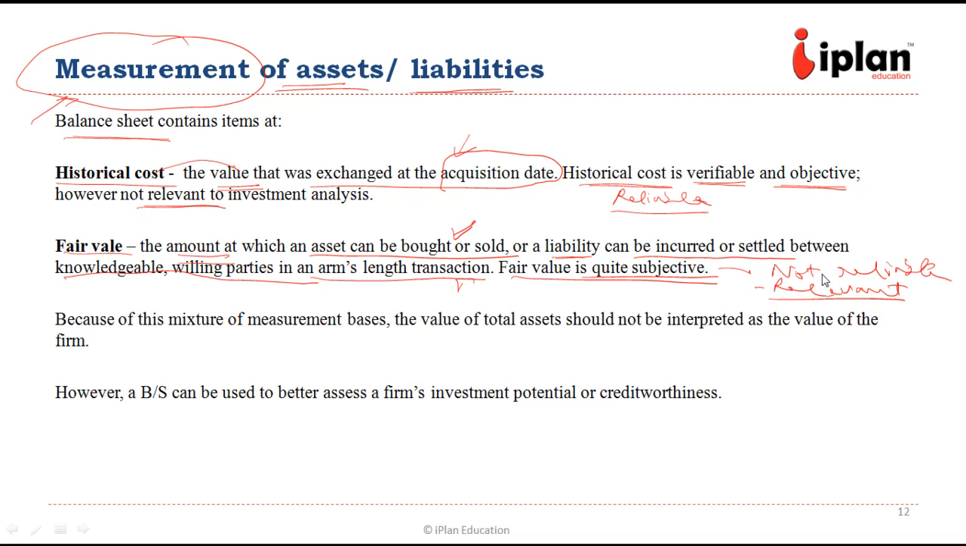So we need to make a balance between these two, reliability and relevance. That is why for some cases we use historical cost, for other cases we use fair value. So because of this mixture of measurement basis, the value of total assets should not be interpreted as the value of the firm. Because we know at some places we are using historical cost, other places we are using fair value. So the value of total assets may not be same as value of the firm.